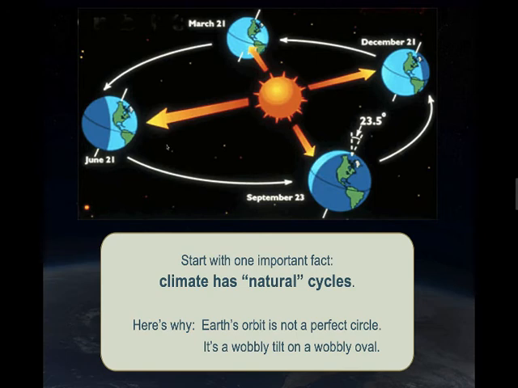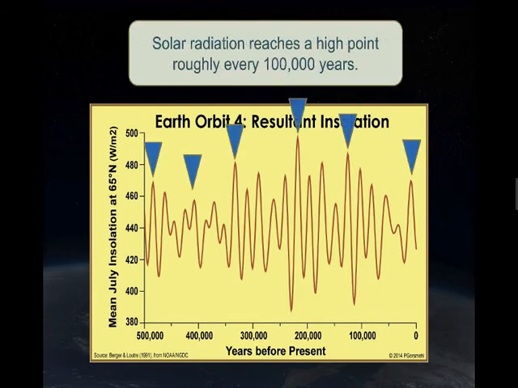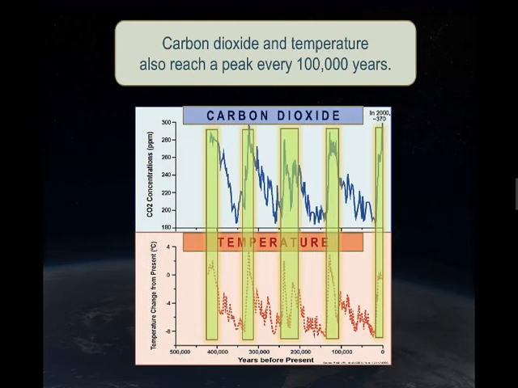One of the PowerPoints talked about natural cycles, and it said, yeah, we've got natural cycles because the Earth's orbit is not a perfect circle. And there's lots of websites, NASA and NOAA and so on. It's fairly complicated, but the bottom line is that solar energy varies a lot. And it seems to have reached a high point roughly once every 100,000 years. Not uncoincidentally, both temperature and carbon dioxide also reach a peak roughly every 100,000 years, synchronized to that solar cycle.